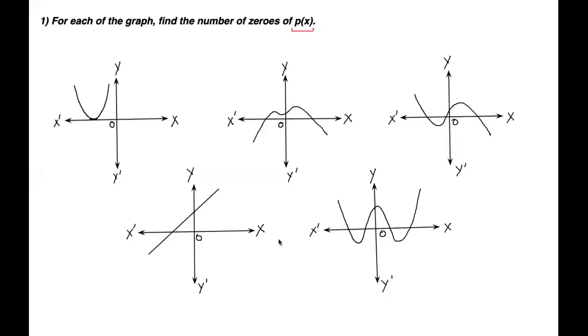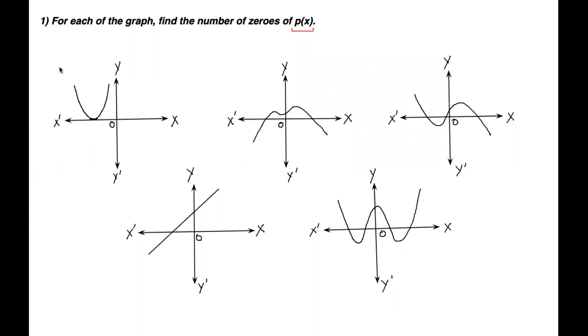Now let us do questions on this. In the first question, it is given: for each of the graphs, find the number of zeros of p(x). Now in this, we have a polynomial p(x) and the graph of the polynomial is given. So basically we don't have an equation for the polynomial. Instead, we have a graph of the polynomial. Now we need to find the number of zeros. So as discussed earlier, the number of zeros is the number of points where the graph touches the x-axis.